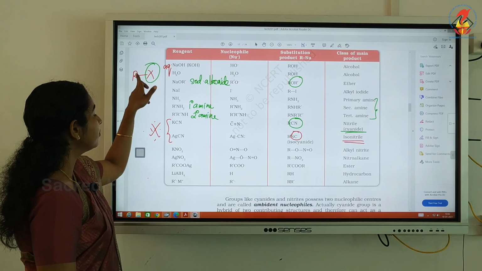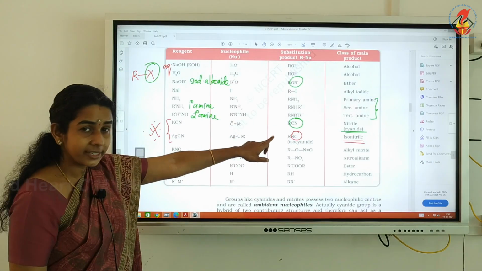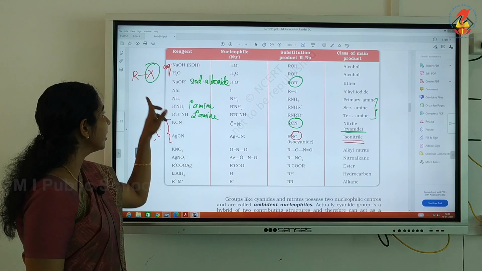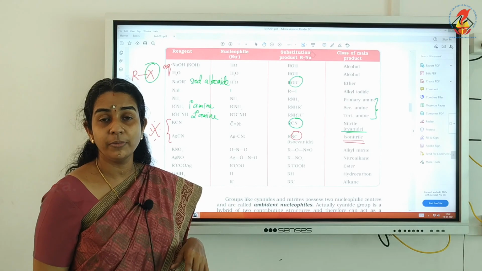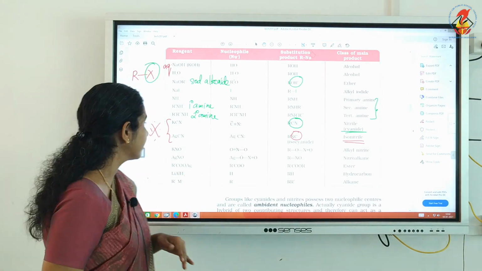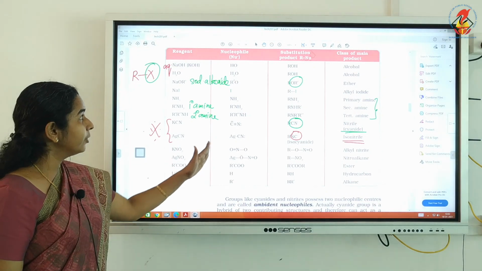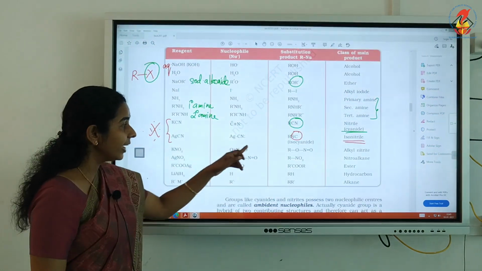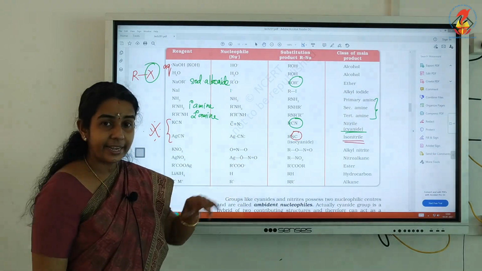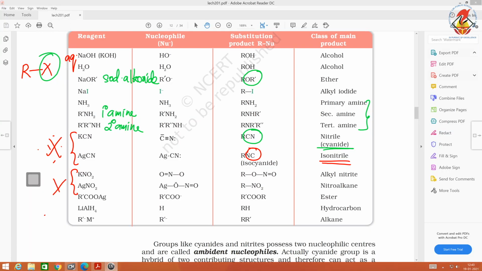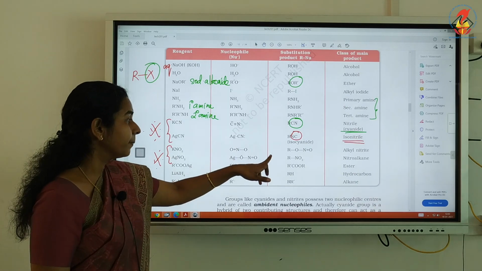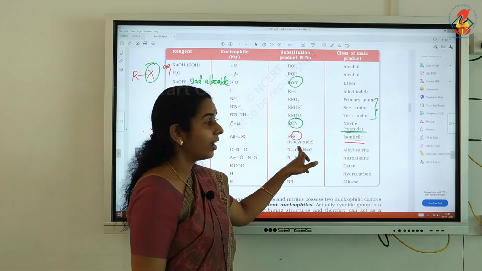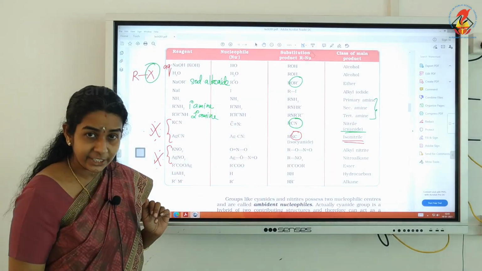When KCN reacts with RX, we are getting cyanide, that is RCN. But when AgCN reacts with RX, we are getting RNC, and such class of compounds are known as isocyanides. Then KNO2, where the nucleophile is ONO, and we are getting alkyl nitrite. So here also these two are very important. When RX reacts with KNO2, we are getting RONO, where RONO is known as alkyl nitrites.